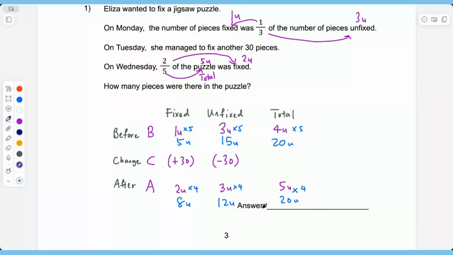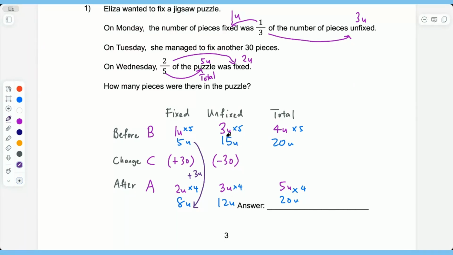What can we observe from here? Before 30 more pieces were fixed, there were 5 units. Then after we fixed 30 more pieces, it became 8 units. So we plus 3 units. So 3 units will be equal to 30 pieces.